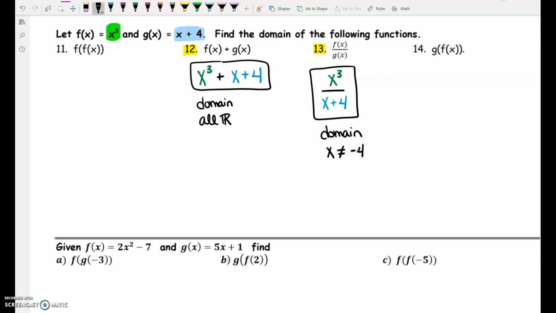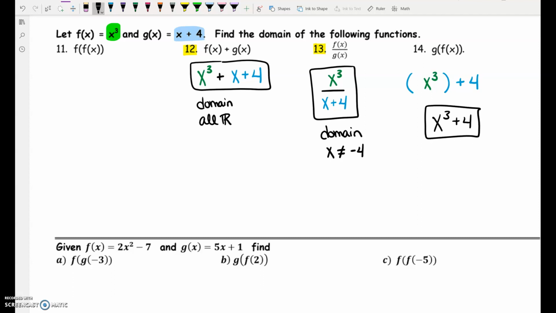Okay, we're going to do number 14 next. Number 14 is g of f of x. This time g is first. We're putting f of x into the g function. So since g is on the outside, that means we're doing something plus 4. And we're putting that f function inside there. And then see if there's anything that you can do to simplify. There's nothing in front of the parentheses. This is just x cubed plus 4.